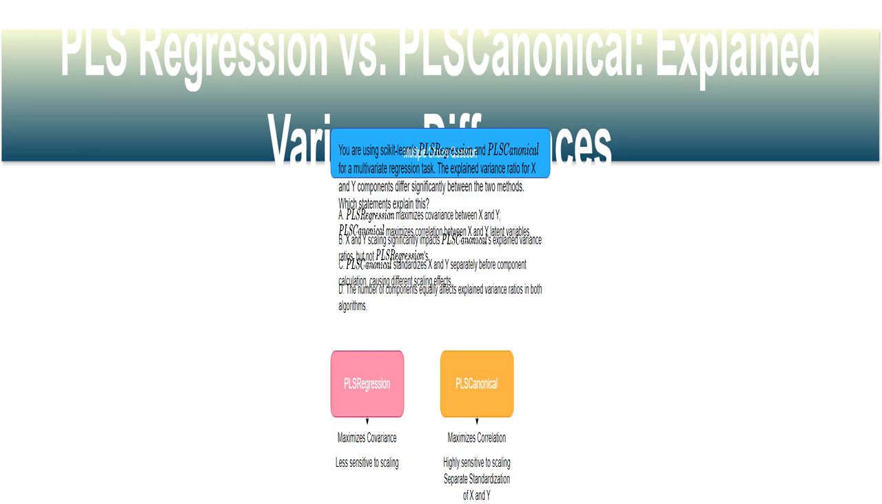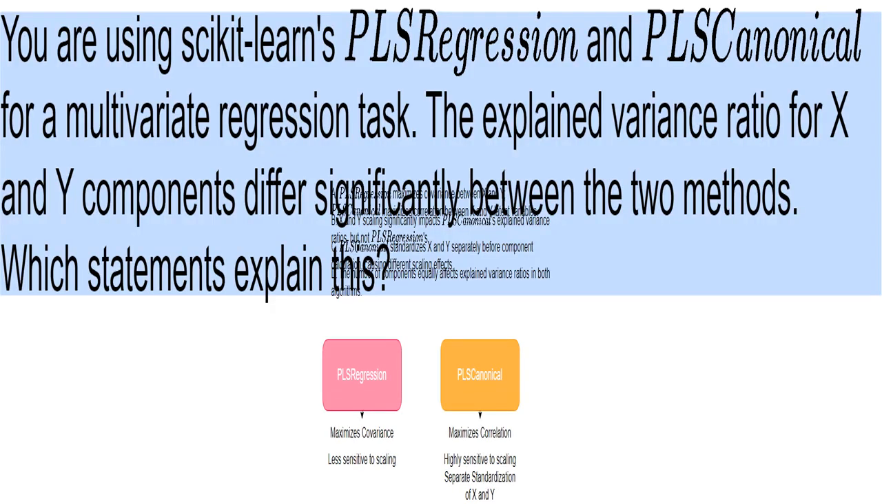I see the core issue here as understanding why the explained variance differs between PLS regression and PLSCanonical. It's all about how each method handles data and what it's trying to optimize. We'll explore these differences to understand the variations in explained variance. This sets up the scenario. You're using two different partial least squares, PLS, methods and noticing different results. We need to pinpoint why the explained variance, how much variation in your data is explained by the model, differs.